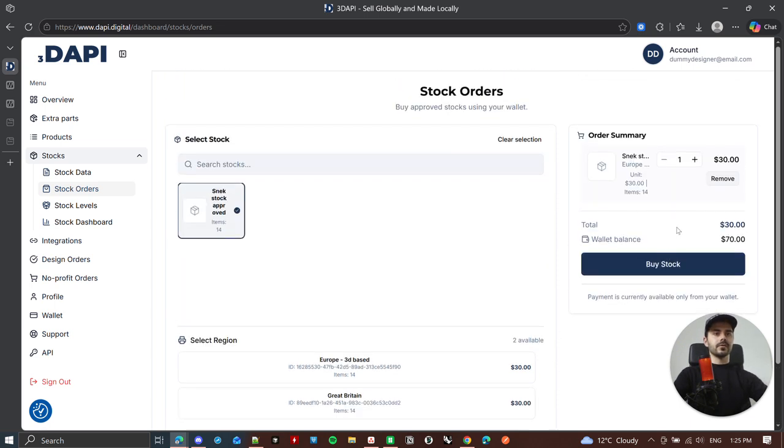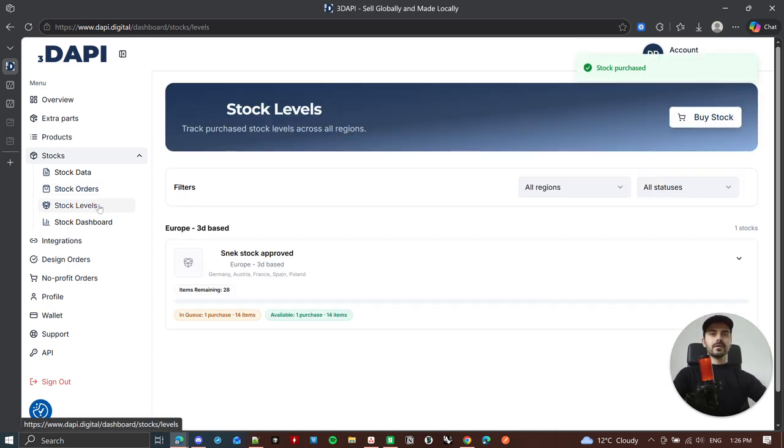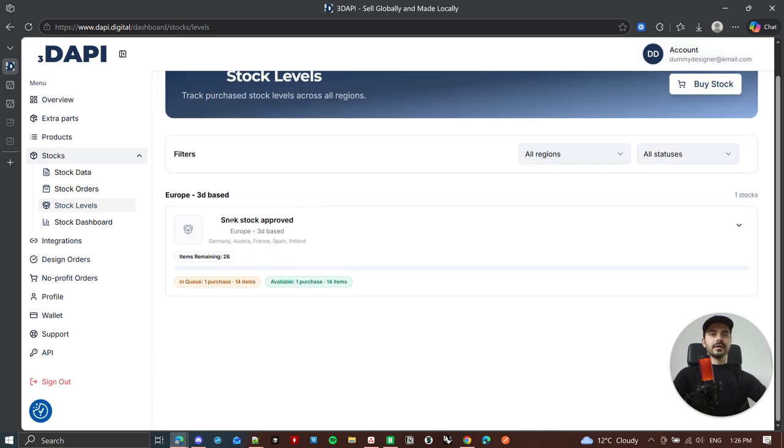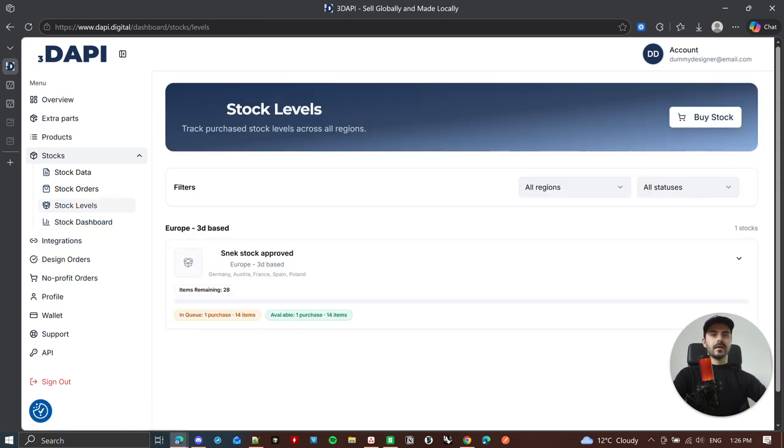There we go, and I already have in the wallet what is needed, and this is the same wallet that I get the profit revenue from. So every time an order is made, the profit gets pulled right here. Okay, so now I have a new entry in the stock levels. I have already made a purchase before, so I have one in Q14 and one already available.